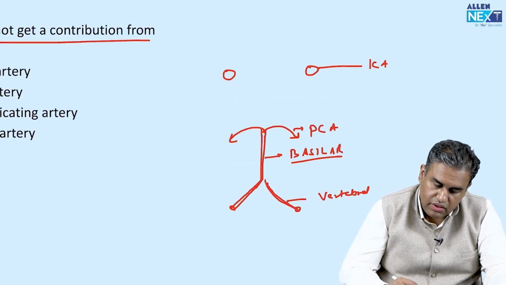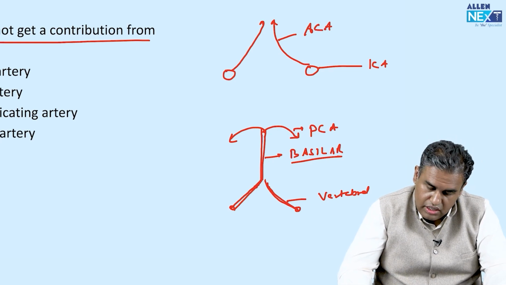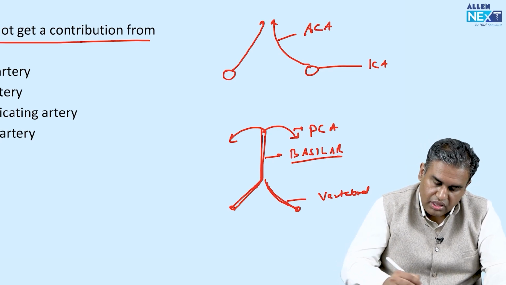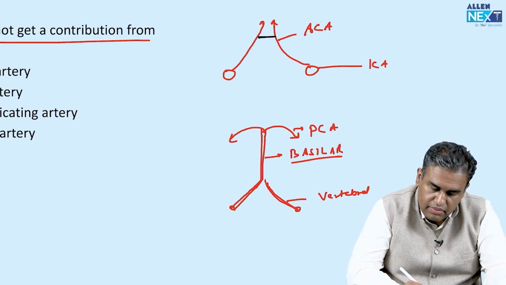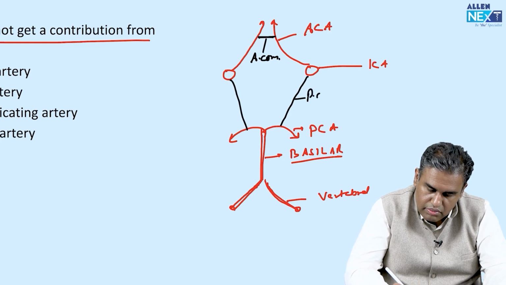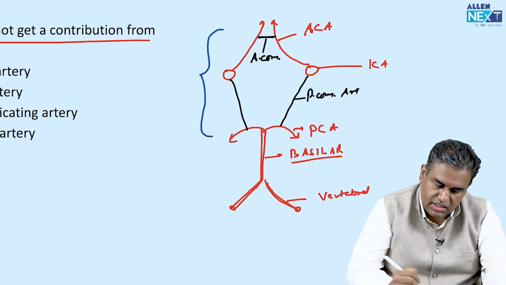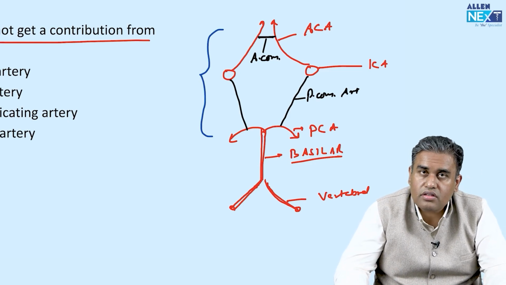Now the internal carotid artery is going to give the anterior cerebral arteries. What are these? Anterior cerebral arteries. Now see, these two anterior cerebral arteries are going to be connected by the anterior communicating artery. And the ICA is connected to the posterior circulation via this thin artery that is known as the posterior communicating artery. And everyone listen carefully, this is what is the circle of Willis. This is what is the circle of Willis.